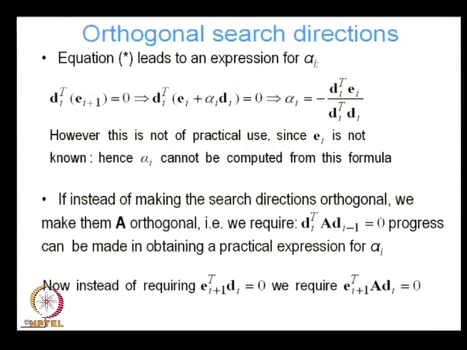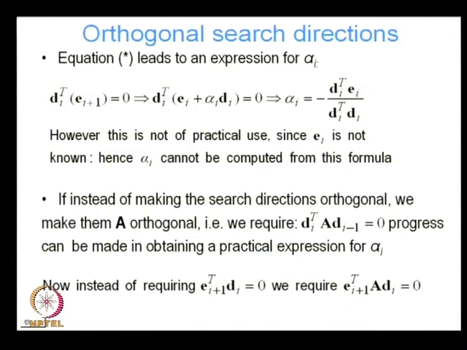Well, in order to do that, we introduce a new notion of orthogonality, right. We say that we are not going to make the error e_{i+1} directly orthogonal to d_i. We are not going to impose that restriction. We are going to impose this restriction: e_{i+1} is orthogonal to d_i with respect to this matrix A, right.